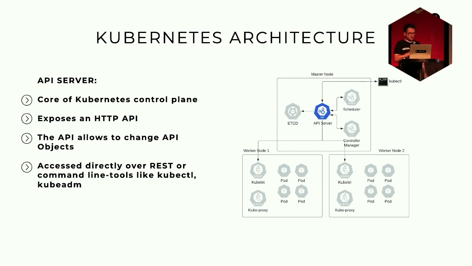The API server. The API server is the core of the Kubernetes control plane. It exposes an HTTP API that lets end users, different components of the cluster and external components communicate with each other. So we can query and manipulate the state of the objects in the Kubernetes cluster with REST, but it's also possible to use command line tools like kubeadm or kubectl to create new pods and so on.